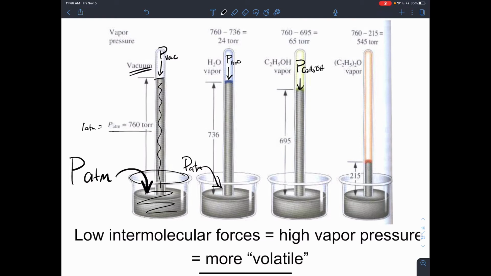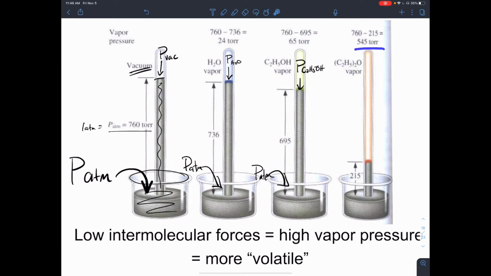Pushing down. And you can see the atmosphere is also playing its same role. Then you can see that the ethanol takes up even more space. That means that the vapor pressure of ethanol is even higher than that of water. In fact, we're calculating the vapor pressure up above. The atmosphere minus the pushback is the vapor pressure of water. The atmosphere minus the pushback of ethanol is the vapor pressure for ethanol.